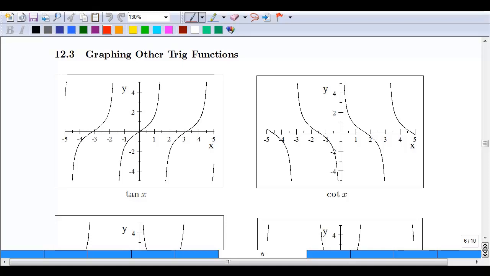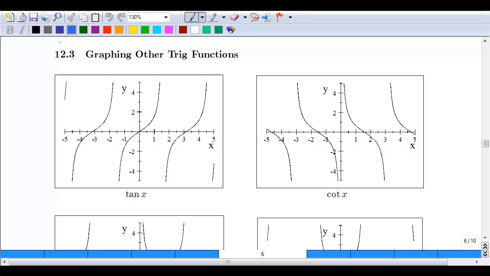This video will discuss section 12.3, which is graphing other trig functions. This section is going to be broken down into two videos. The first video will discuss tangent and cotangent. The second video will discuss secant and cosecant. So to start off, let's discuss tangent and cotangent.